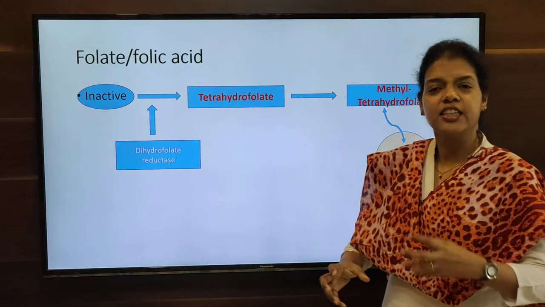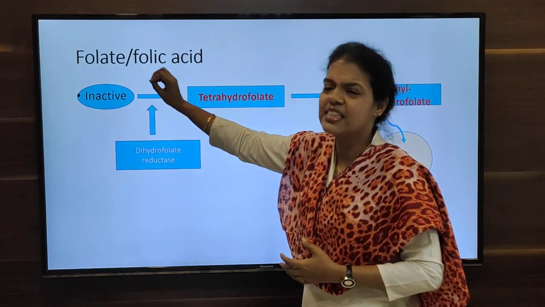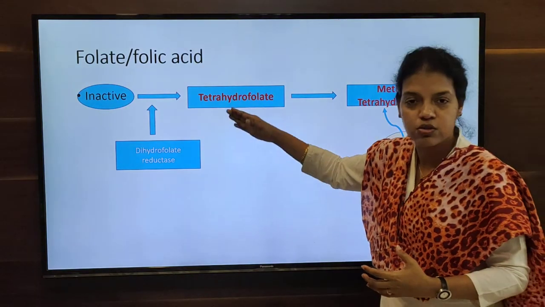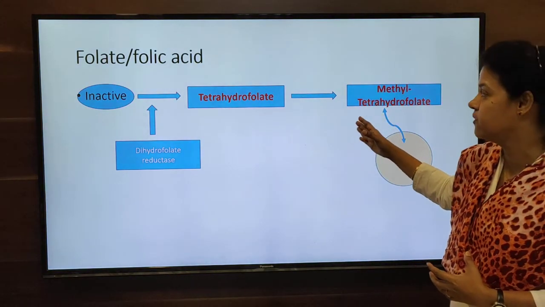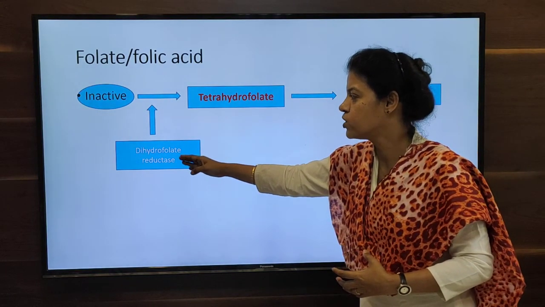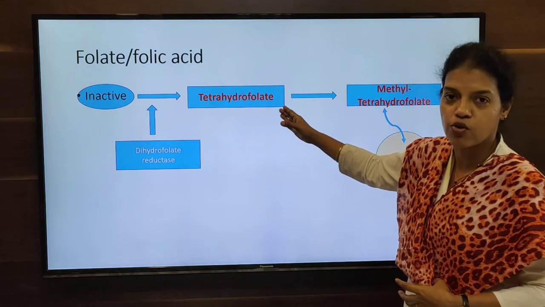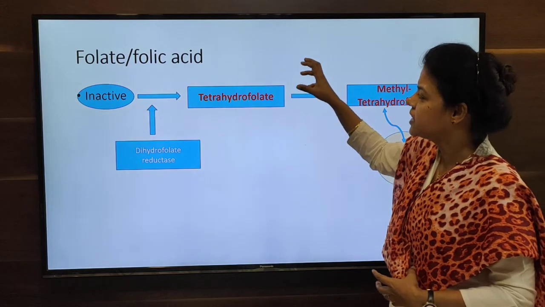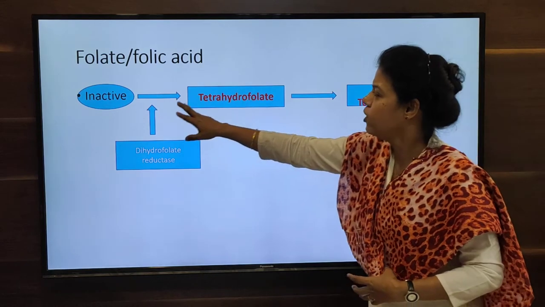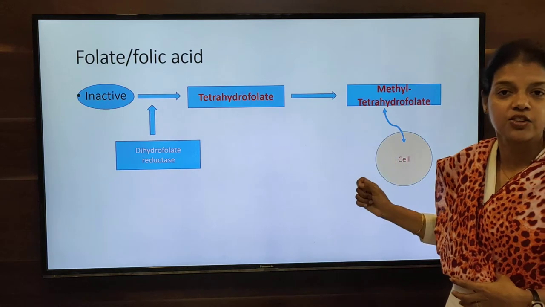So getting into the metabolism of folate. If you look at folate, it is in an inactive form. So as such, folate is not active. It undergoes a series of steps in order to become active. First, it is reduced by dihydrofolate reductase, where it gets converted to tetrahydrofolate. Now, the key reaction that we are going to focus on is the folate, which is the inactive form, being converted into the active form, which is methyl tetrahydrofolate.